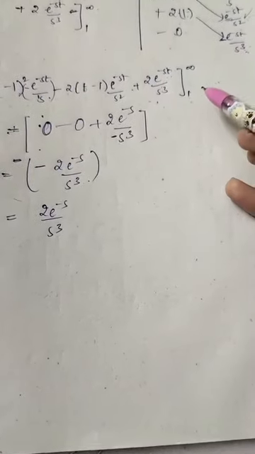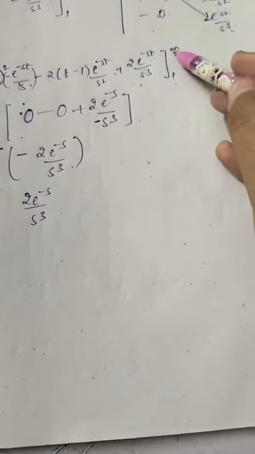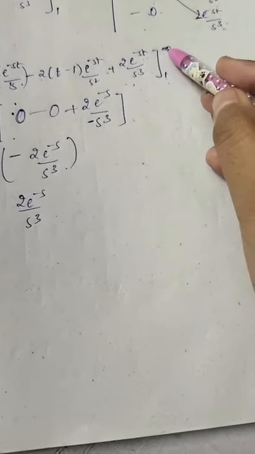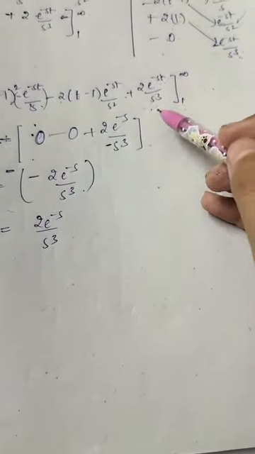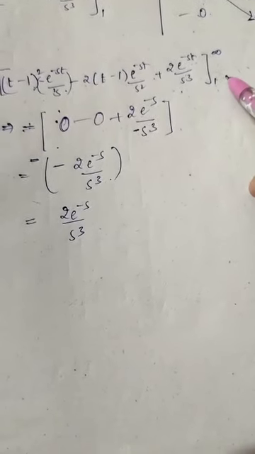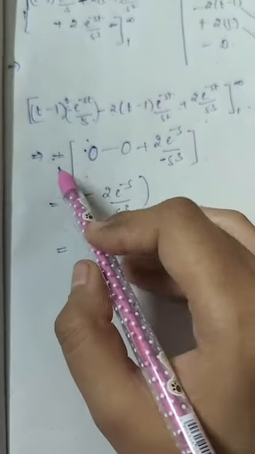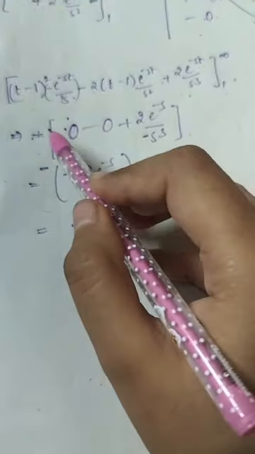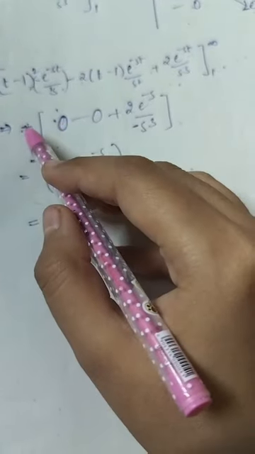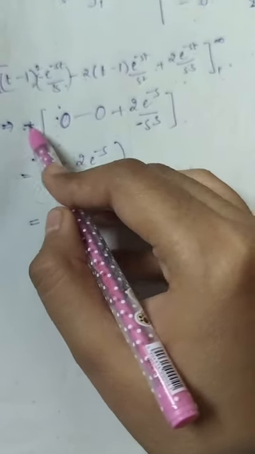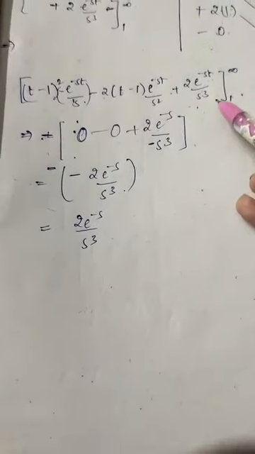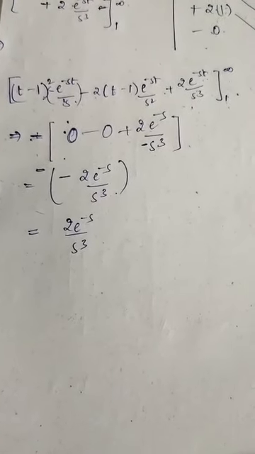Now as I said, we will not be doing the infinity part, so we will leave the upper limit and now do the lower limit, upper limit minus lower limit. The upper limit is not done. Minus we are keeping here, and we will continue with the lower limit.